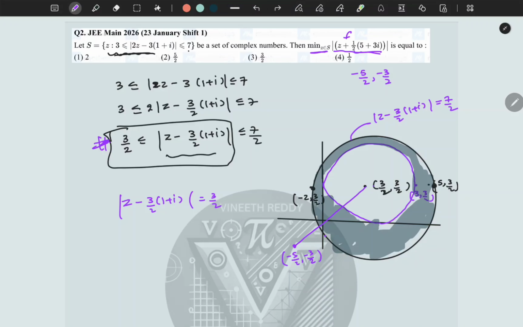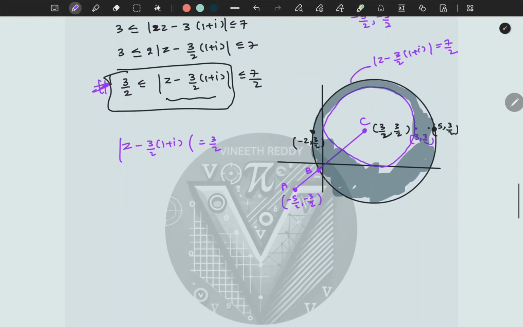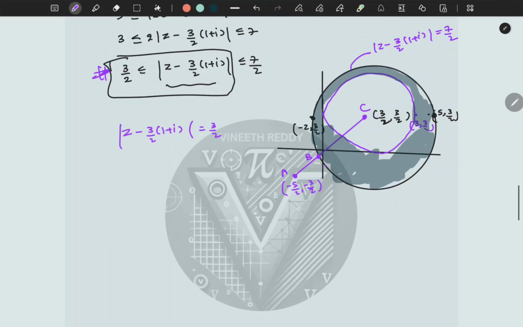The line joining the center and this point, that will give the minimum value. That means this will be the point of intersection of the line joining, let us say, this point A and C. Point B, we have to take point B as z, right? Because that will be the minimum distance of any value of z from the point A, right? So how do we get that? AB is what we are interested in, that will be AC minus BC.